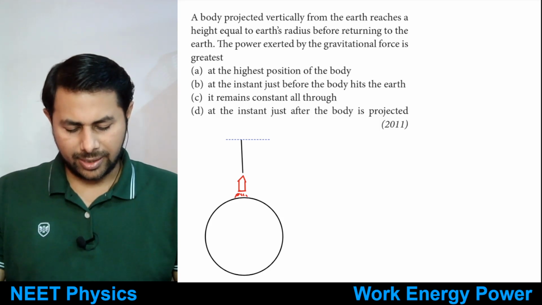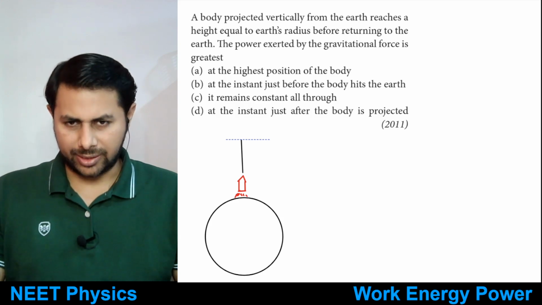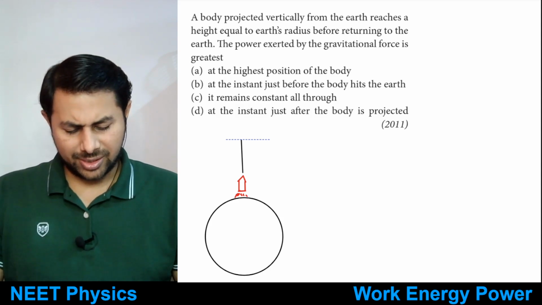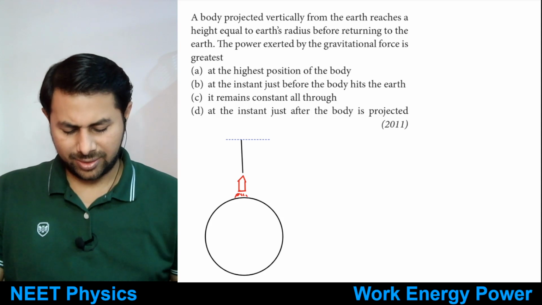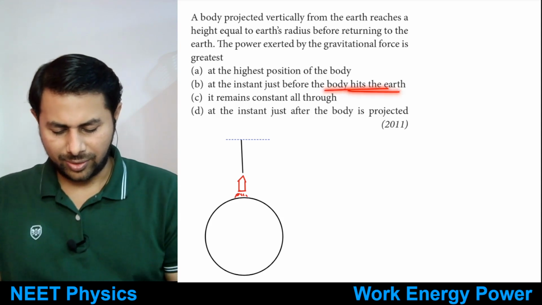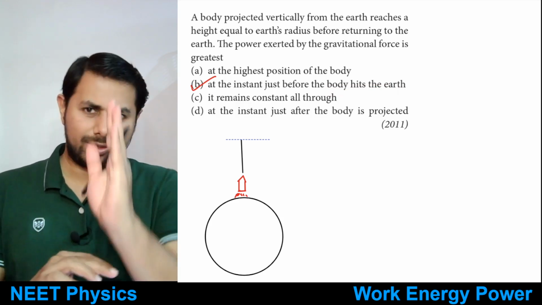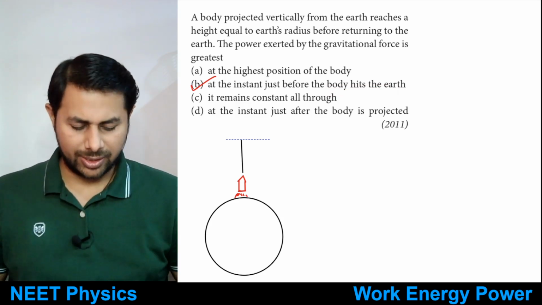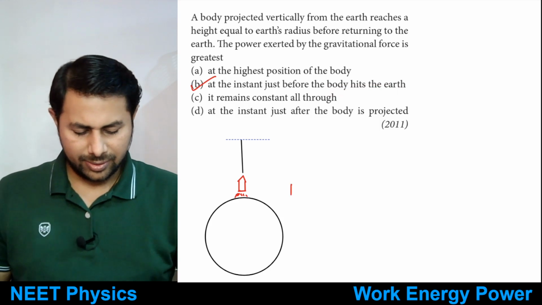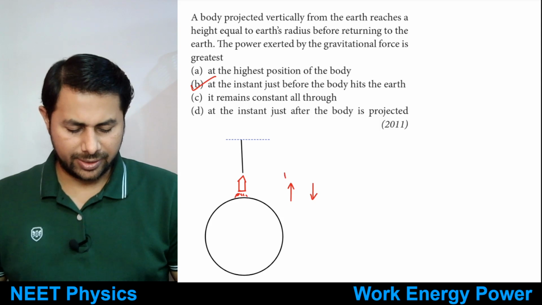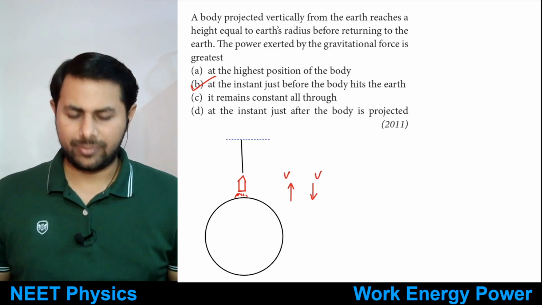Option D, at the instant just after the body is projected. Option B, at the instant just before the body hits the Earth. Yeah, so this is correct. Option B is correct. Why? Because when the body is projected from the Earth, and when the body comes back, at both these cases the speed is same.